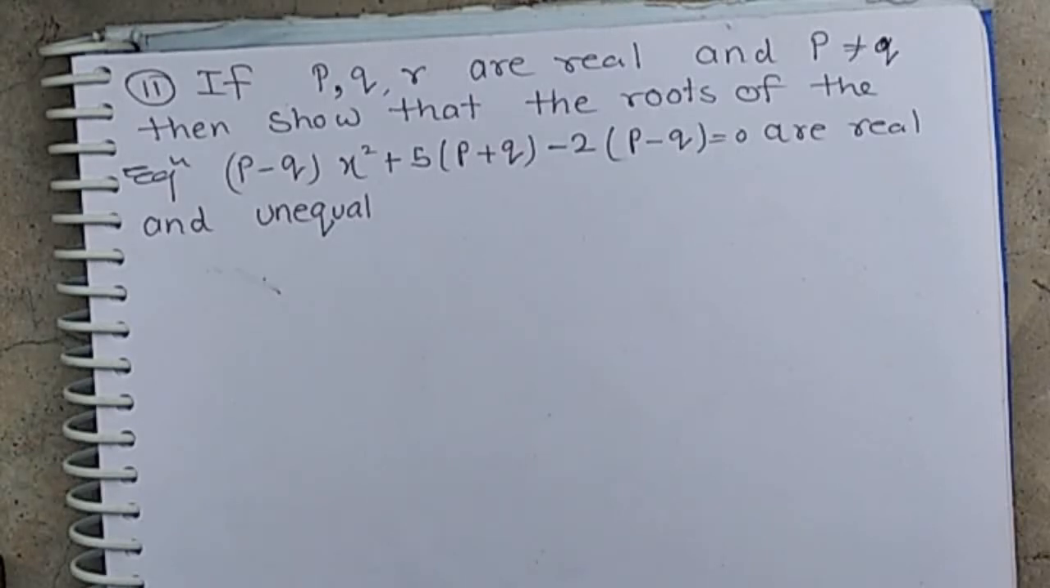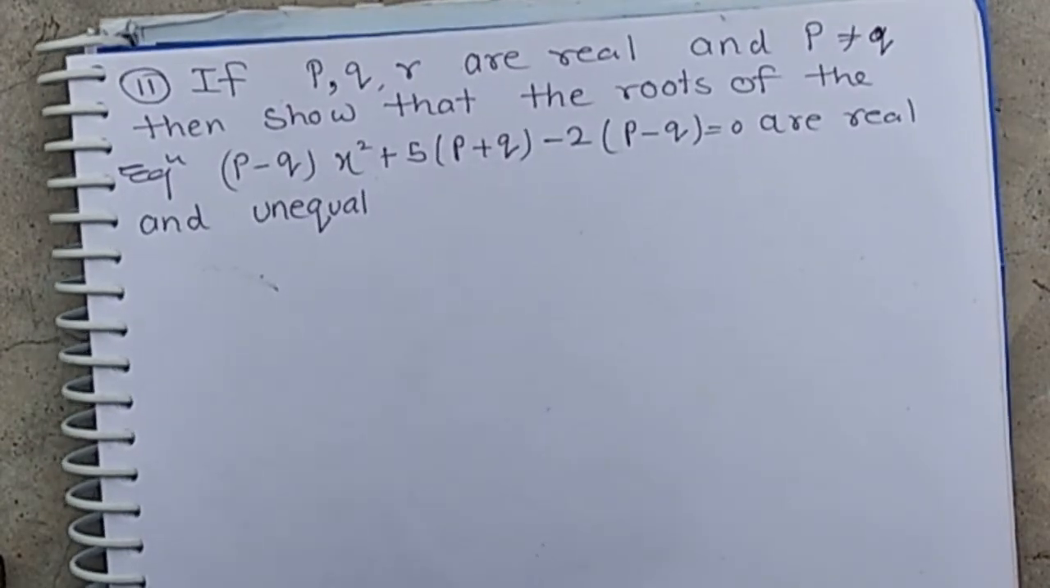Question number 11. If p, q, r are real and p is not equal to q, then show that the roots of the equation (p minus q)x square plus 5(p plus q)x minus 2(p minus q) are real and unequal.